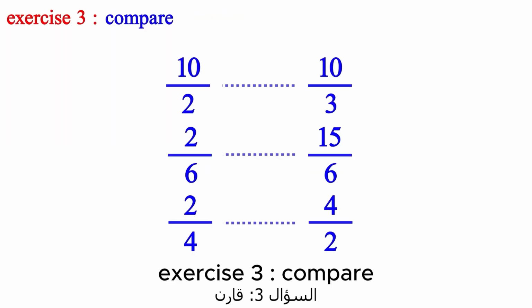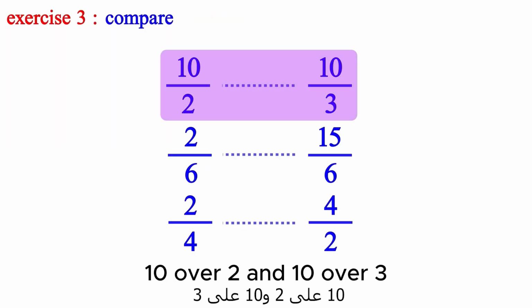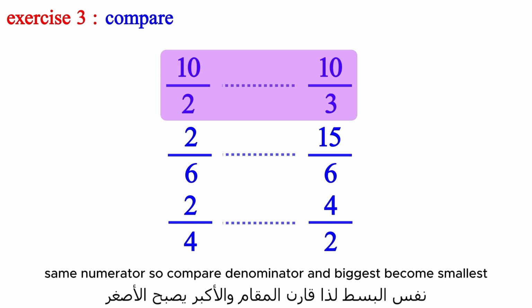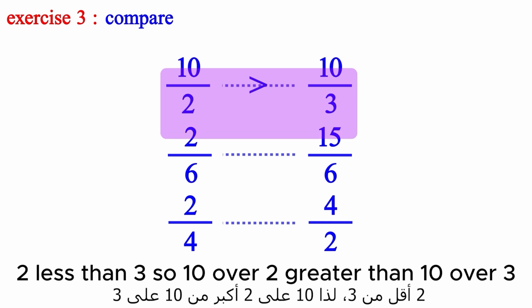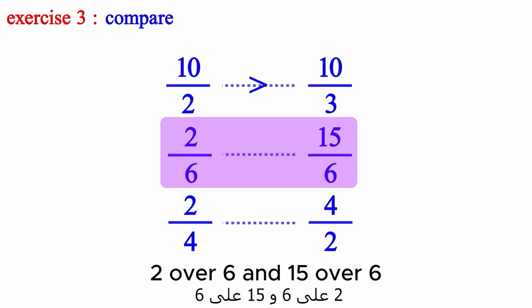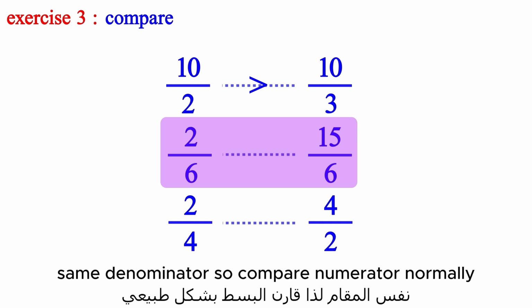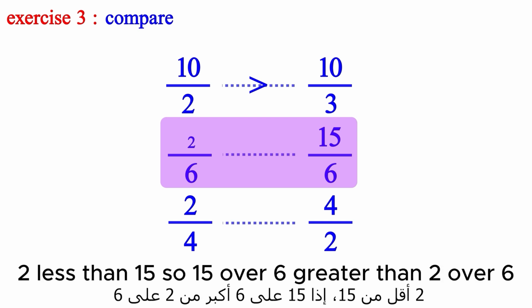Exercise 3. Compare 10 over 2 and 10 over 3. Same numerator, so compare the denominators, and the biggest becomes the smallest. 2 is less than 3, so 10 over 2 is greater than 10 over 3. Now 2 over 6 and 15 over 6. Same denominator, so compare the numerators normally. 2 is less than 15, so 15 over 6 is greater than 2 over 6.